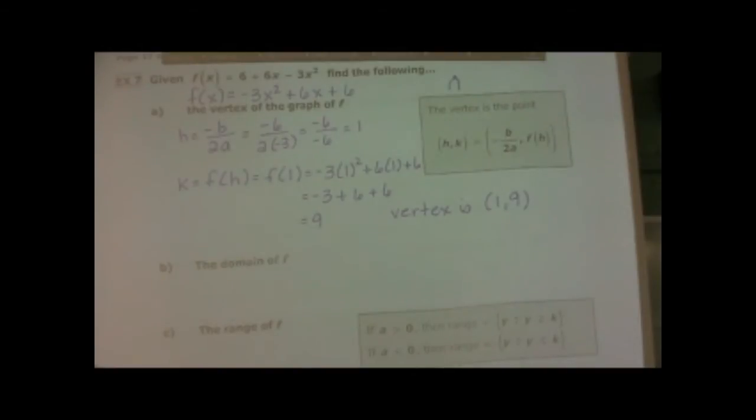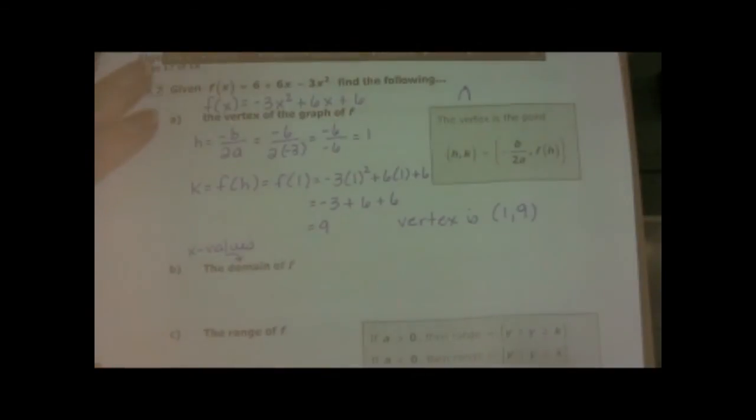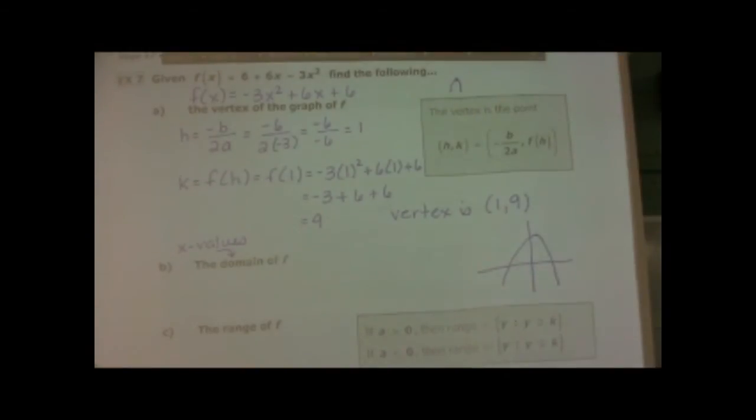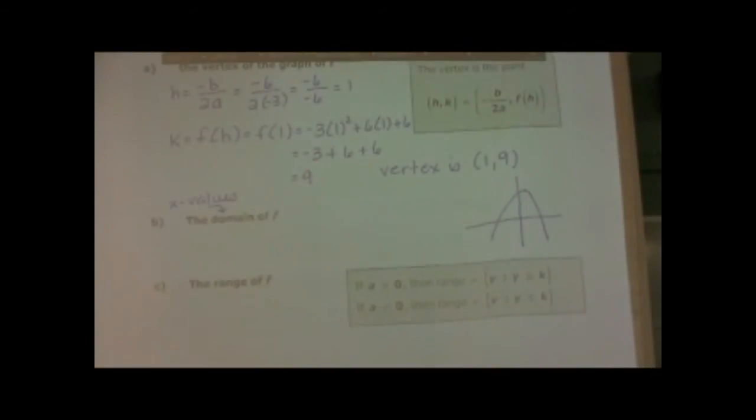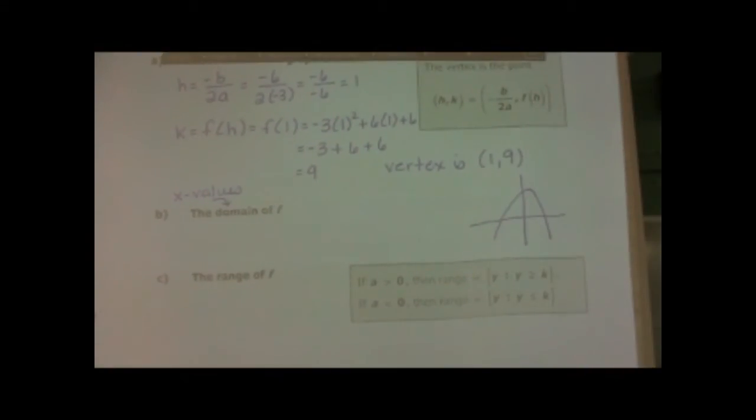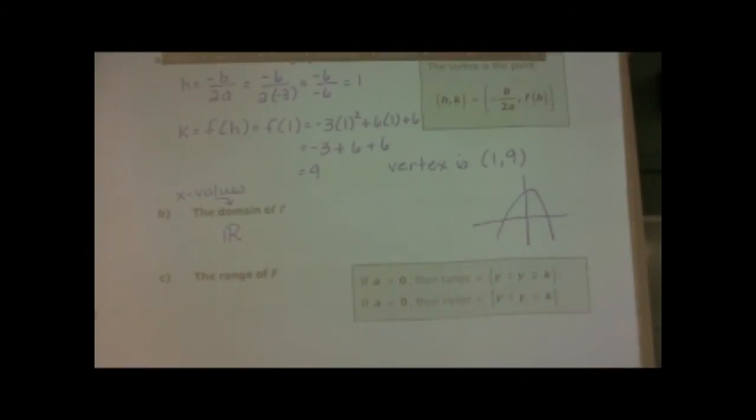All right, now we're going to find the domain of f. Remember, domain means the x values. Now, let's just draw a plain old parabola for a minute. And I'm just going to draw this somewhere on a graph. It doesn't really matter where. But the question is, when I ask what is the domain, what x values are part of this graph? And the answer to that is all real numbers. And this is true of every single parabola.